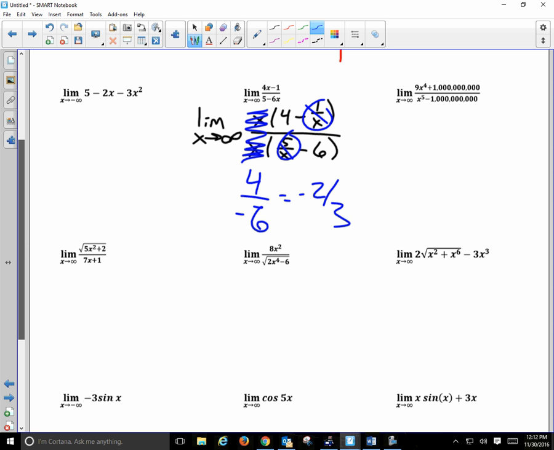You're on the AP test. You look at it. What do you notice? Bigger on the bottom. So as you said, Caleb, 0. Larger degree in the denominator. Sure, we'll show it out.